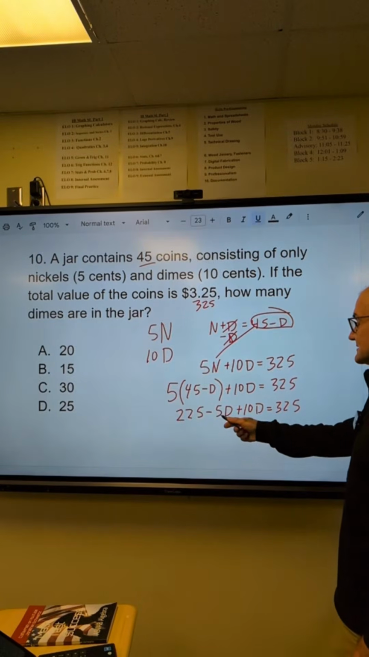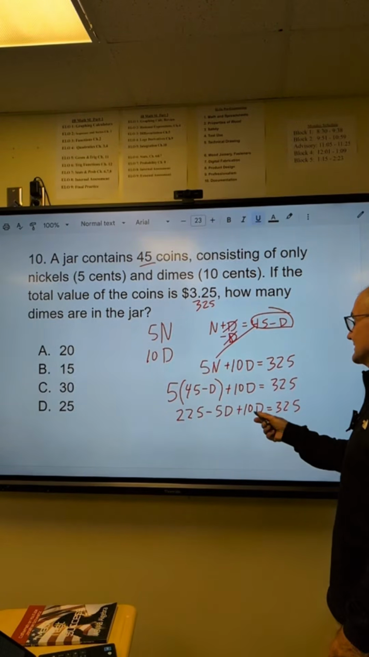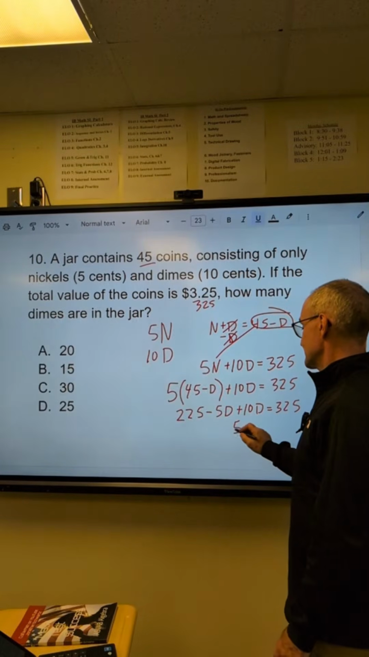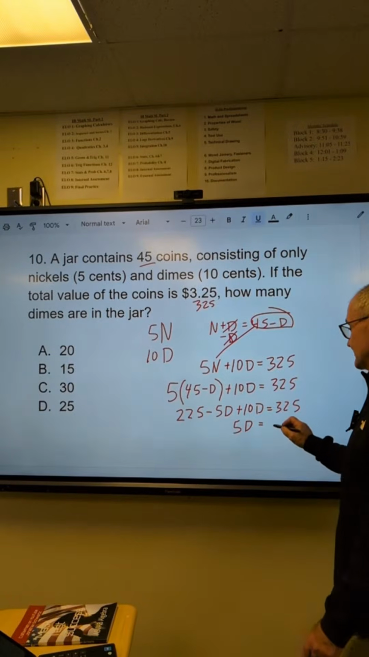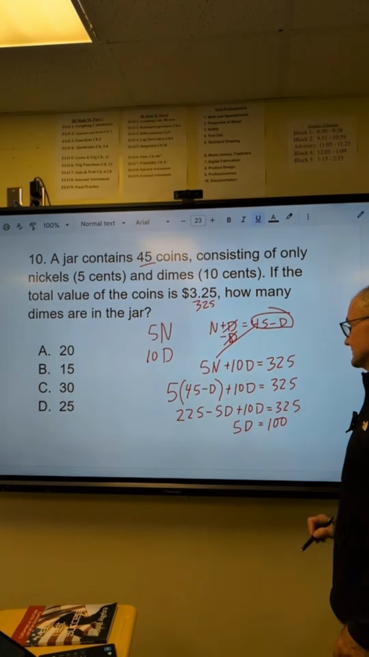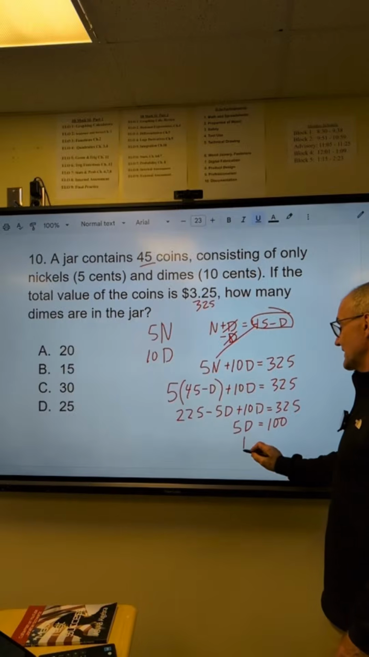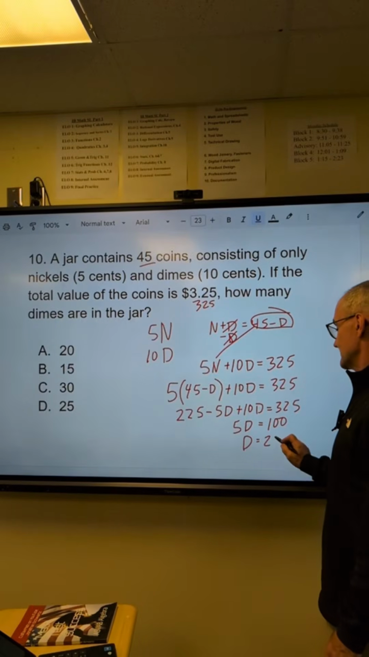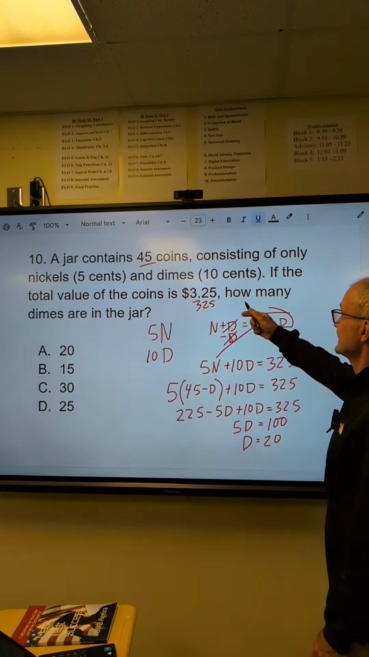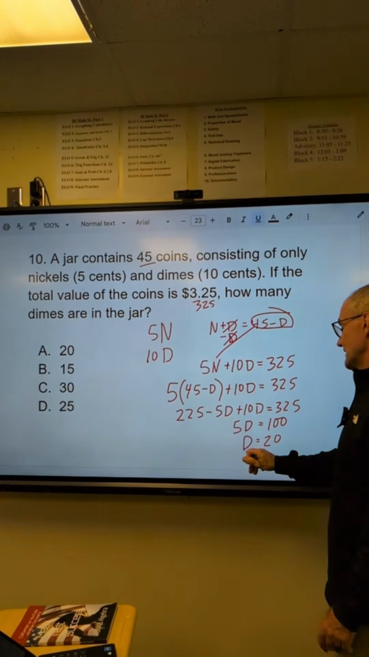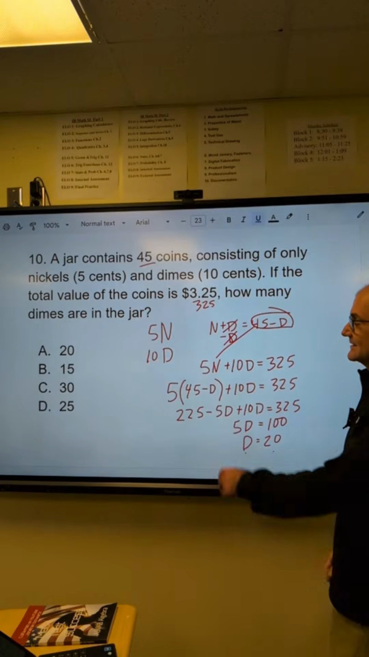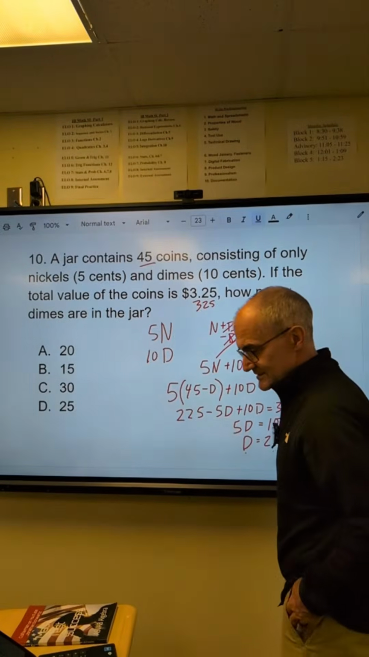What I want to do here is combine similar terms. Negative 5d and 10d is positive 5d. 325 minus 225 is 100. Divide both sides by 5, and d is equal to 20. What's the question asking? How many dimes are in the jar? Well, correct answer, answer A, which is 20.